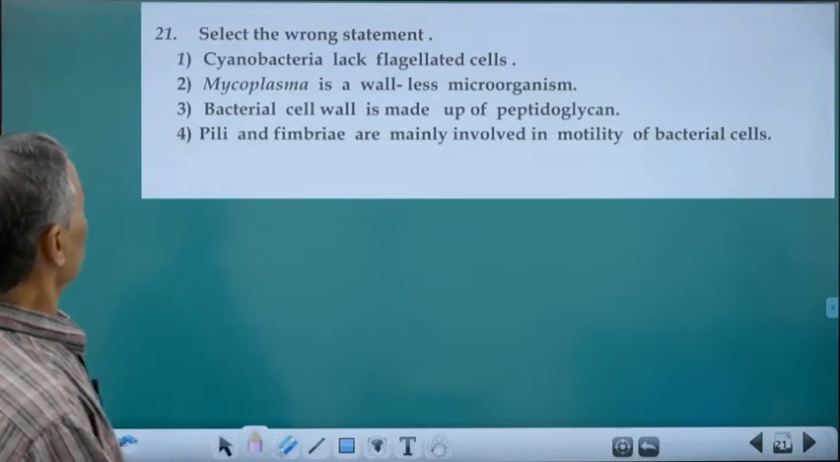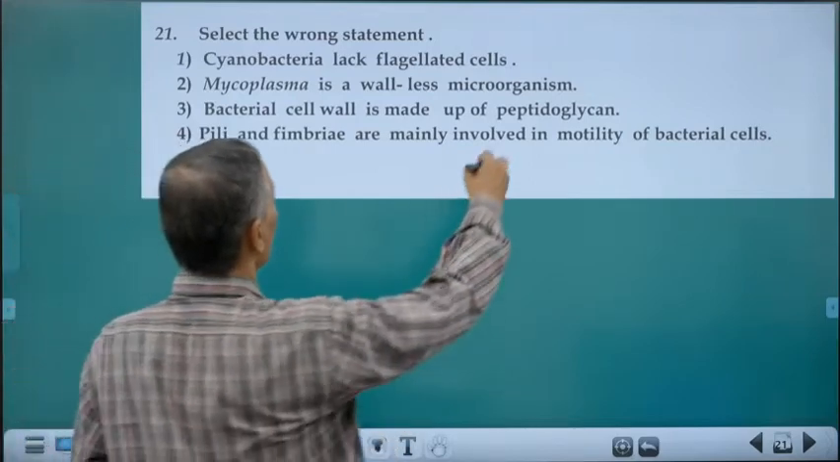Select the wrong statement. Cyanobacteria, it is commonly called blue-green.